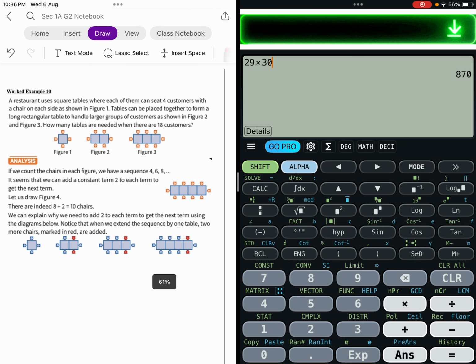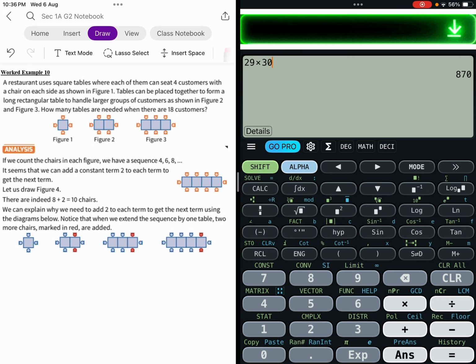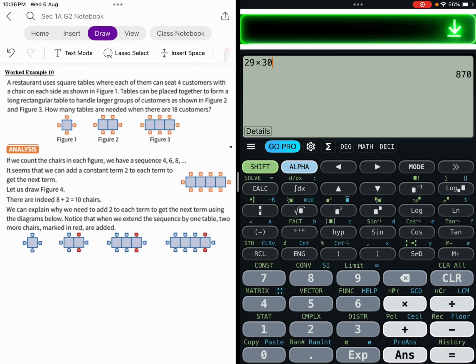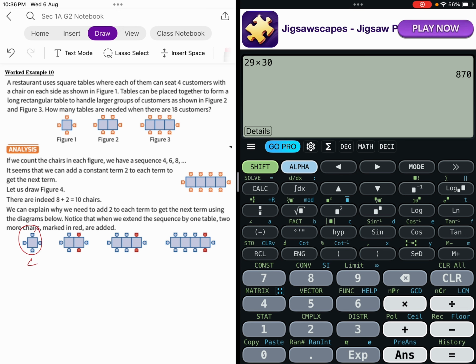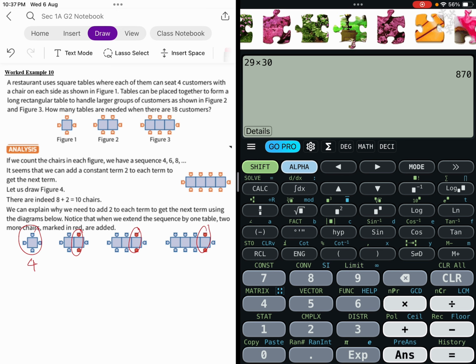So let's go on to the next one. Now this is more something that may come up for N level, because you are always increasing by the same number. So a restaurant uses square tables where each of them can seat 4 customers with a chair on each side as shown in figure 1. Tables can be placed together to form a long rectangular table to handle larger groups of customers. So if you look at the first one, the first one is 4, then it increases by 2, increases by 2, increases by 2.